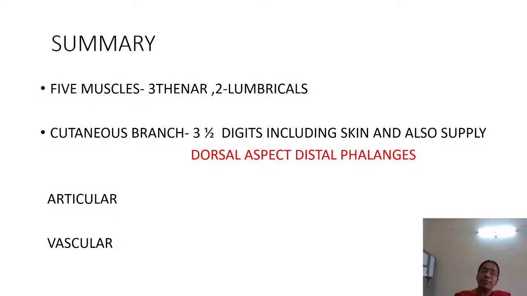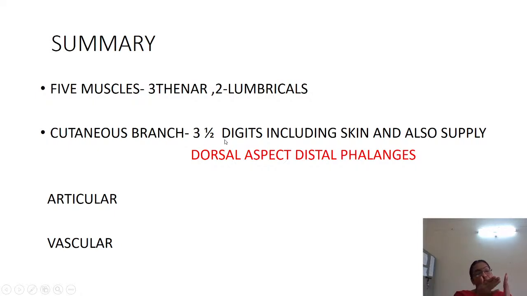When you see the summary, the recurrent branch of the median nerve supplies the three thenar muscles. The proper palmar digital nerves supply the two lumbricals. These are the muscles it supplies. Next, this is the motor supply of the median nerve. The sensory supply is 3.5 digits.